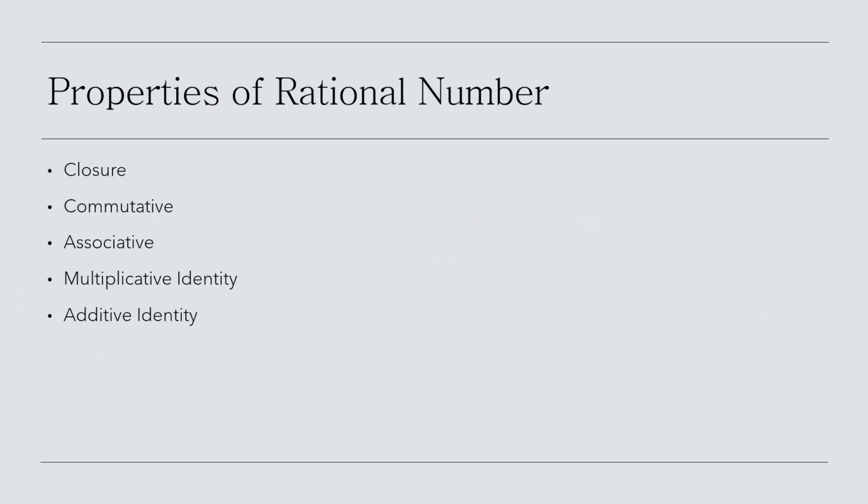Okay? Here you can see we have a few properties written for rational numbers. One is closure, next is commutative, then associative, multiplicative identity and additive identity. So let's start with closure. You know, closure has a root word, close. So because we are talking about rational numbers, let's take two rational numbers.